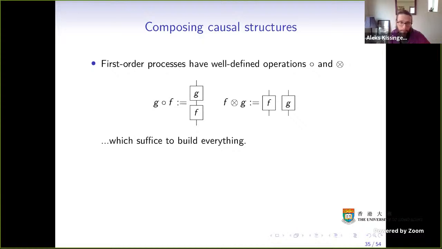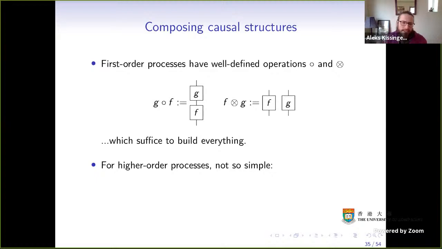At the first order, we have well-defined ways to take tensors or to compose processes. There are basically only two of them. If I have two processes, I can either put them in parallel or in sequence. And this suffices to build everything. If we want to think about an operational setting, these are the only ways that I can put processes together.